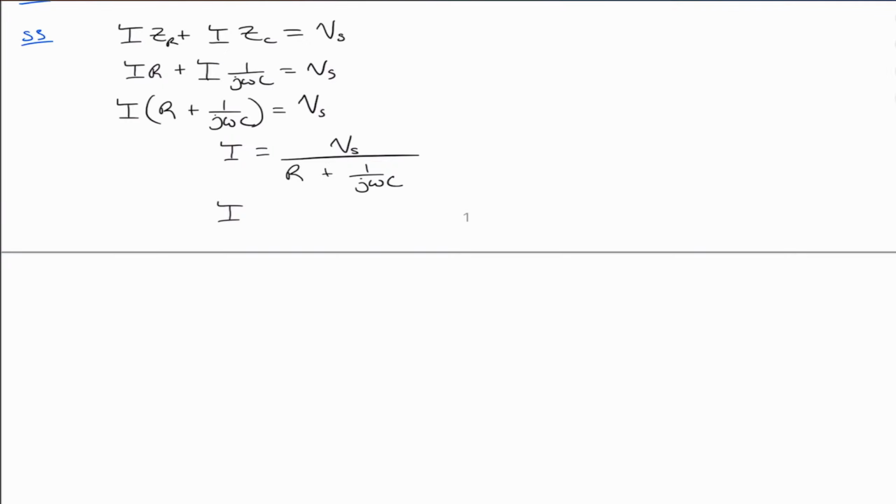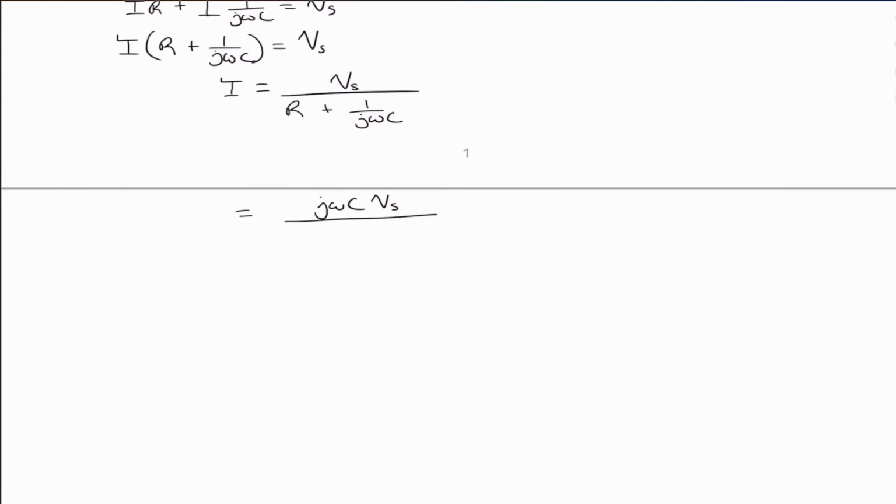Or massage it a little bit, I think a lot of people like to say. So we can multiply through by j omega C. Let's just move to the other page. If we multiply through by j omega C, we get j omega C times our phasor counterpart of Vs over 1 plus j omega RC.